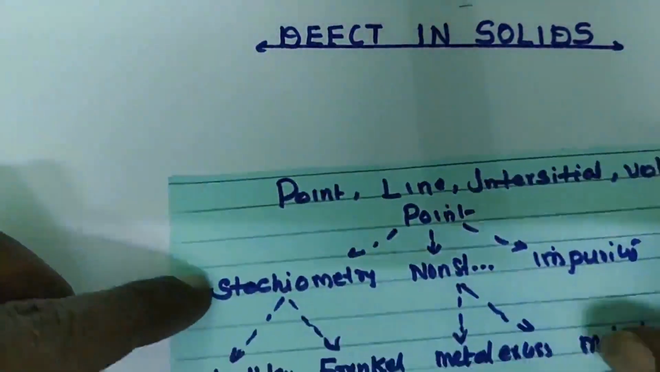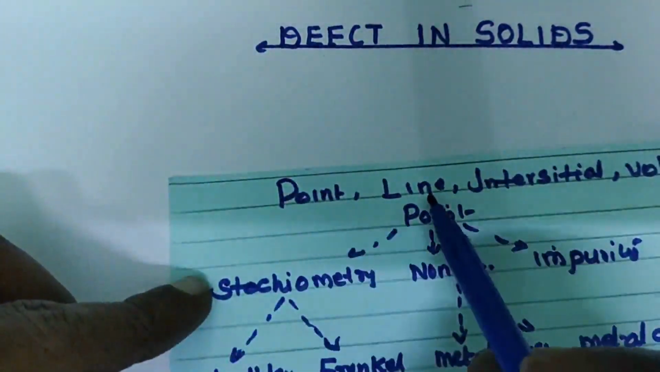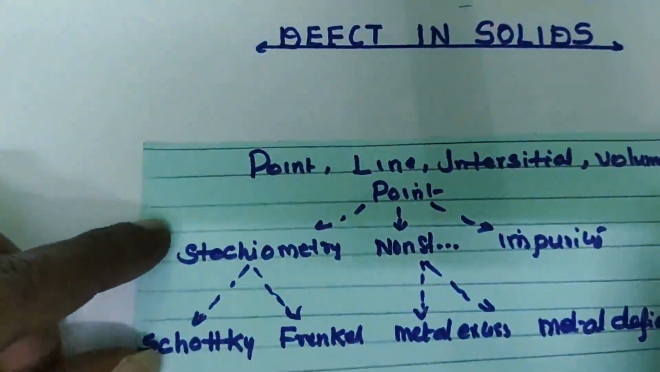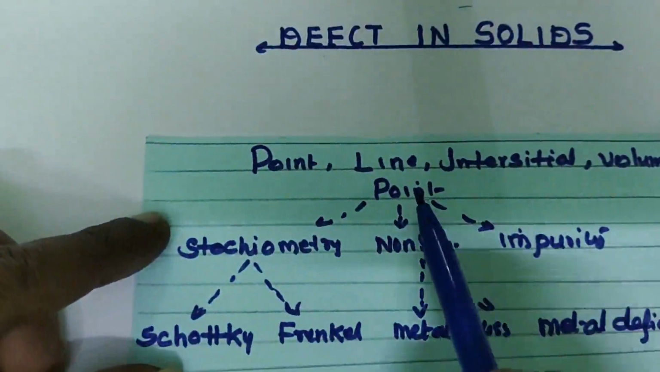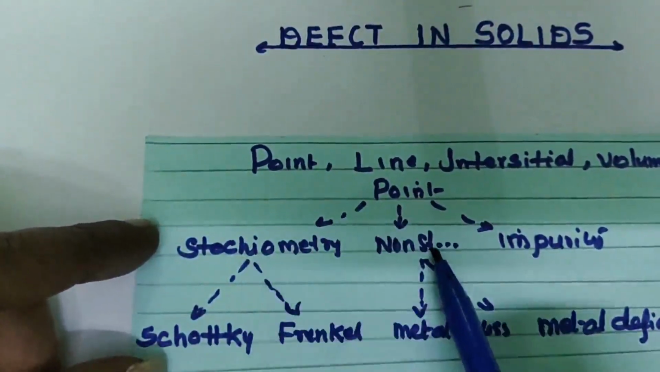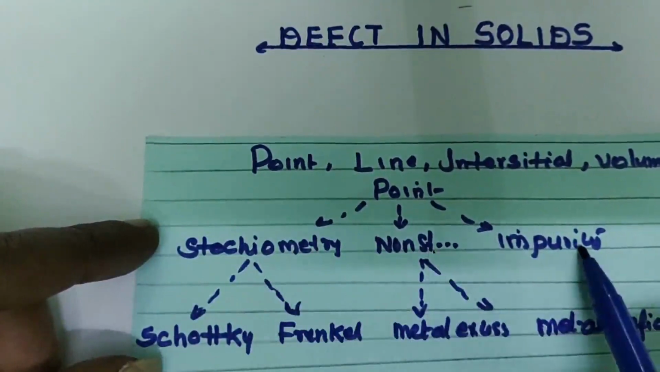I am John Wensley. Today I am going to explain defects in solids. Defect or imperfection. Commonly there are four types of defect in solid. They are point defect, line defect, interstitial defect and volume defect. Then this point defect is again classified into stoichiometric, non-stoichiometric, and impurity defect.